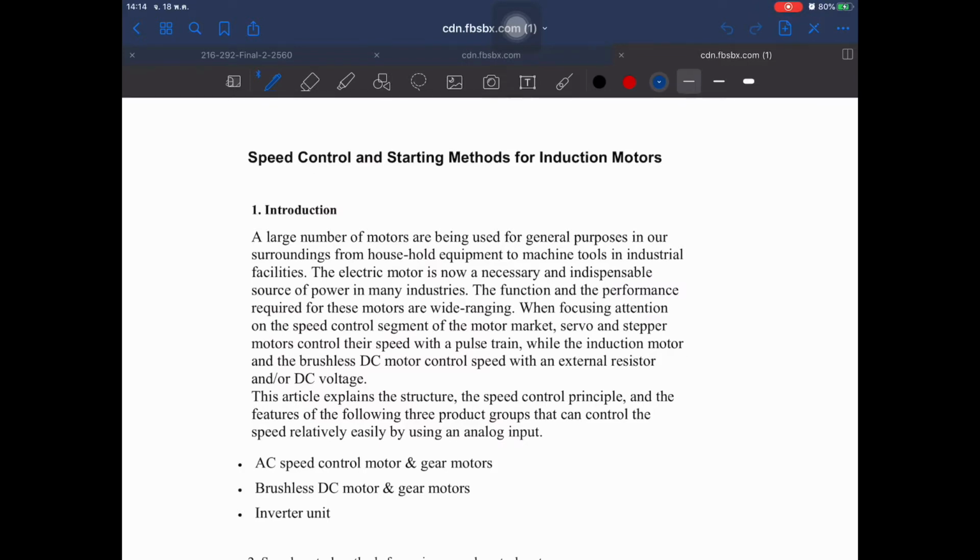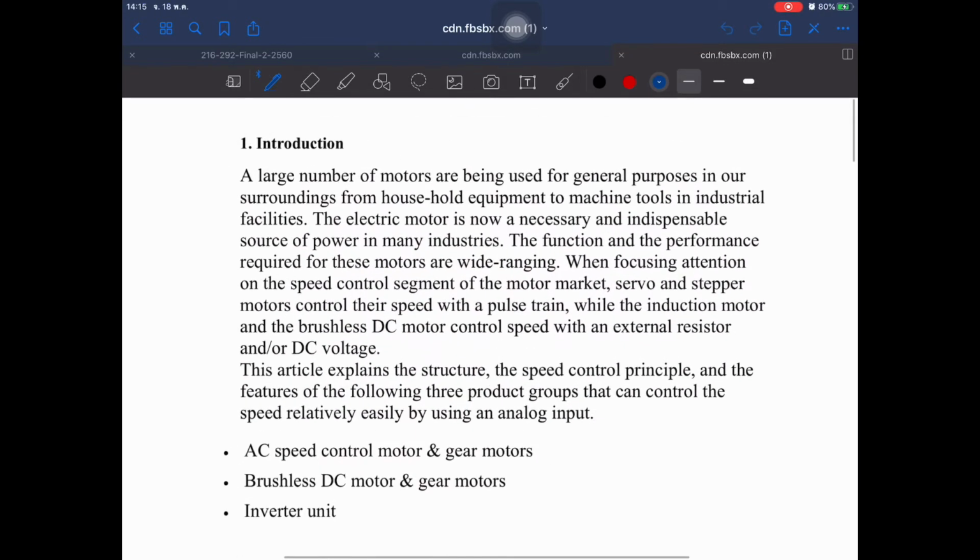Today, I would like to present the topic speed controller and starting method for induction motor. For the first one, introduction.